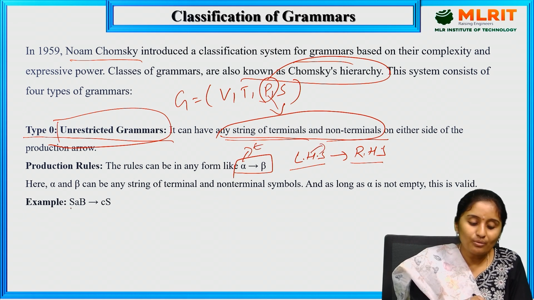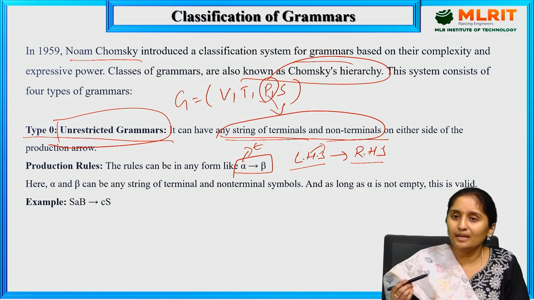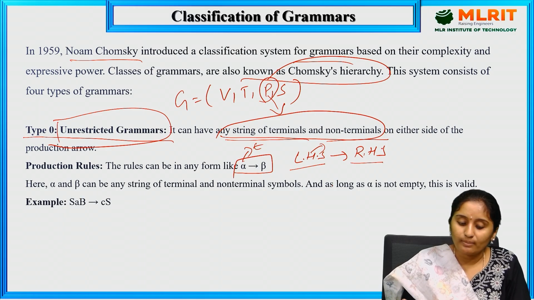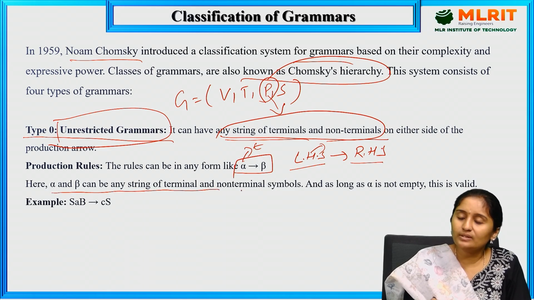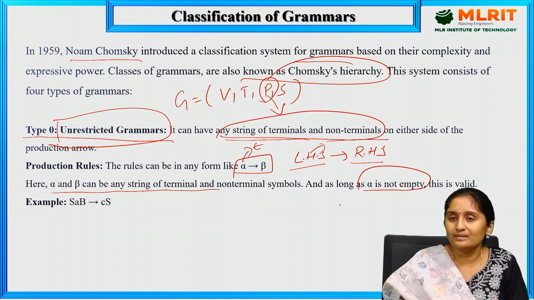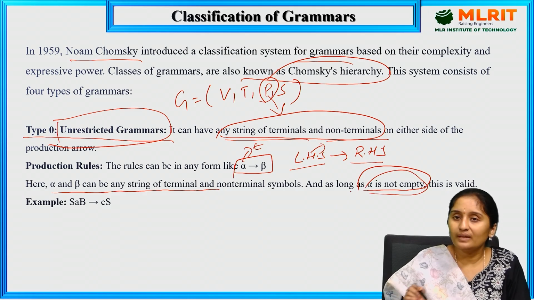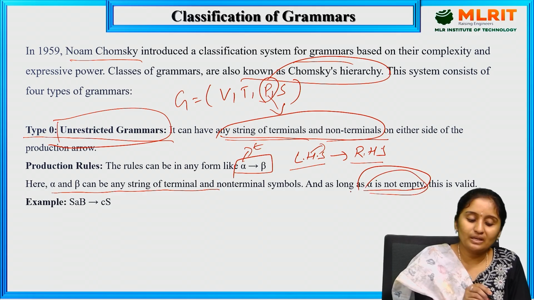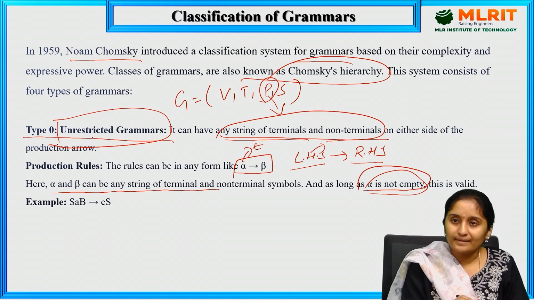So we can have any number of terminals and non-terminals in the LHS and RHS. Alpha and beta can be any string of terminals and non-terminals, as long as alpha is not empty. If alpha is empty, then there is no production rule and it is invalid. If alpha is not empty, it is a valid production and we call it a type 0 grammar, or unrestricted grammar.